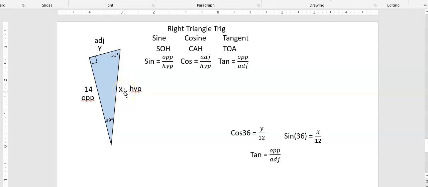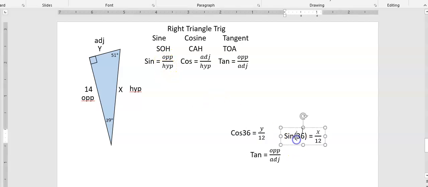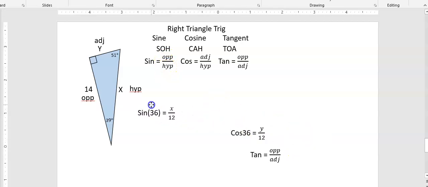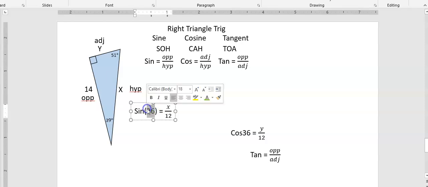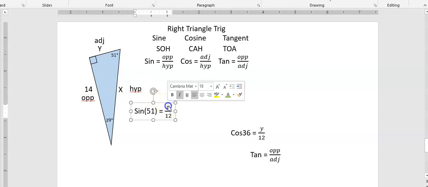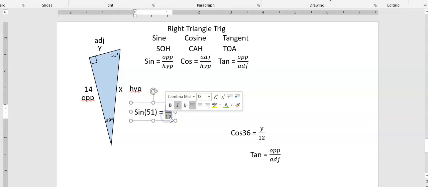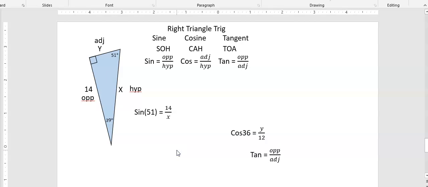I want to find x first. So with respect to this 51, I've got an opposite and a hypotenuse. Opposite and hypotenuse are sine. So I'm going to grab this sine equation that I used previously, and I will change that to a 51 because I'm using that angle. Opposite goes on top. And this time, I'm looking for my denominator. So I have a variable in my denominator.